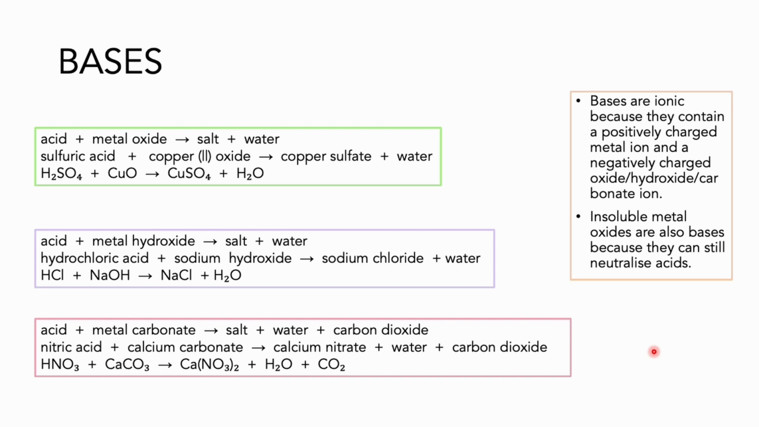The pH of the solution increases due to the increase of hydroxide ion concentration in the water, so metal hydroxides are alkalis. Insoluble metal oxides don't dissolve in water, so they don't alter the pH, but these are still classified as bases because they are still able to neutralize acids.